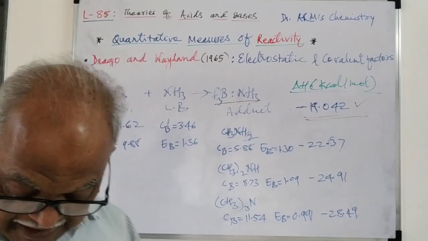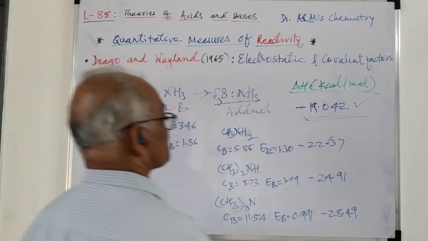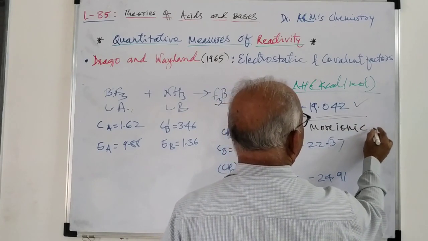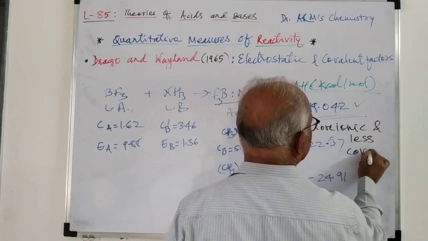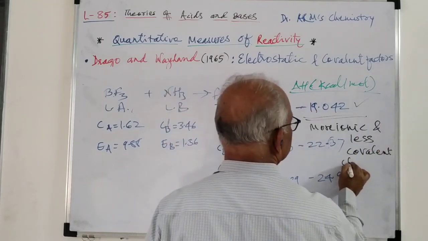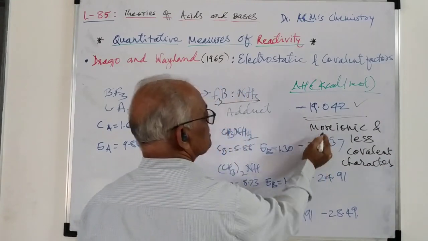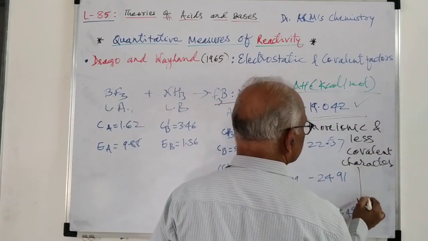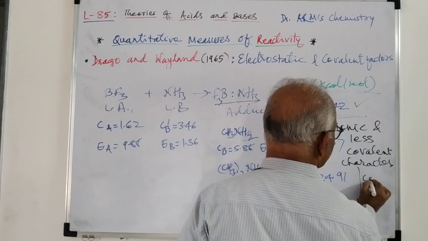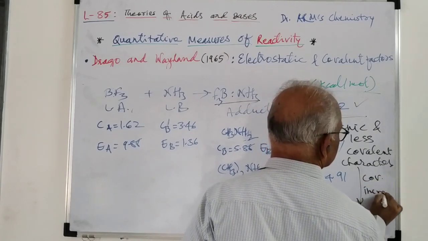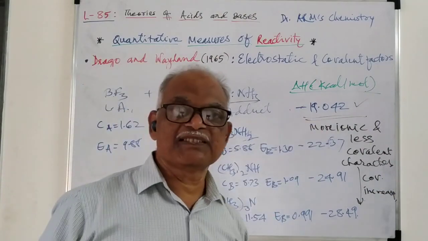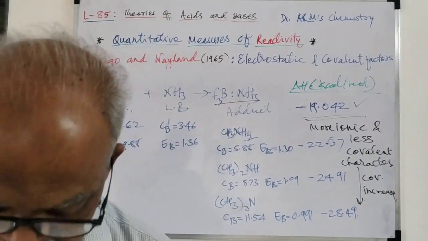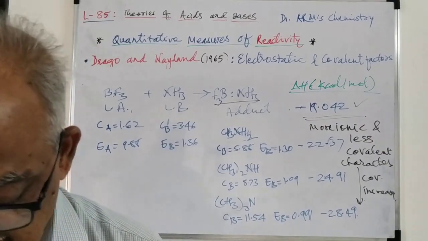So this indicates that this has more ionic character and less covalent character. In this case, BF3-NH3 has more ionic character and less covalent character, but as we move down, the covalent character increases. This is confirmed by my delta H values. So this trend can explain very well the role of these delta H values.